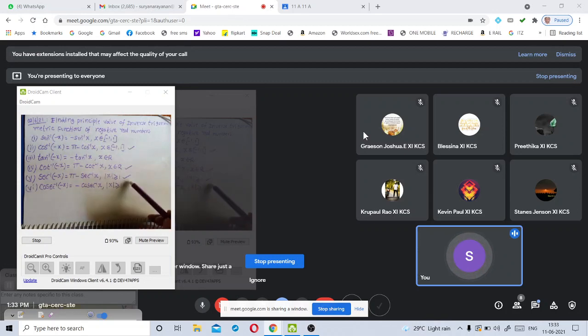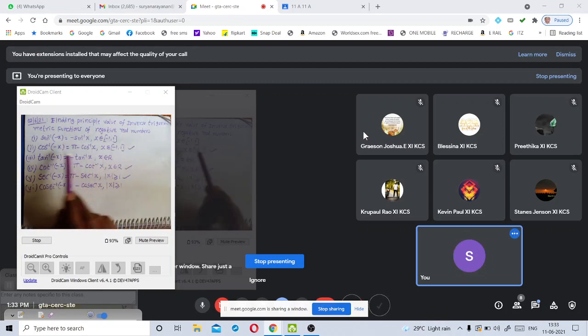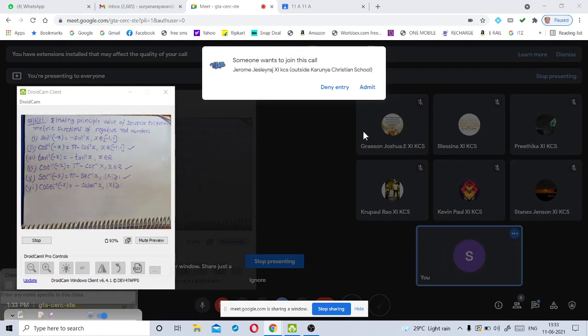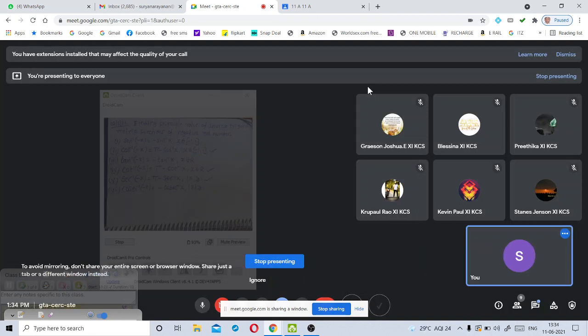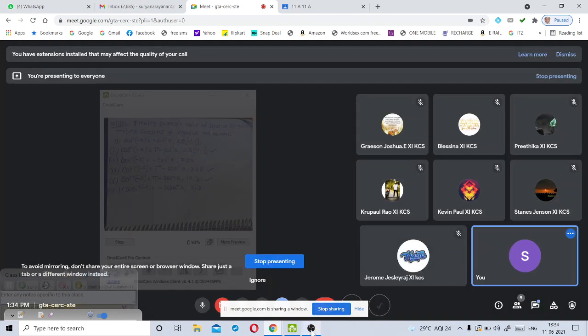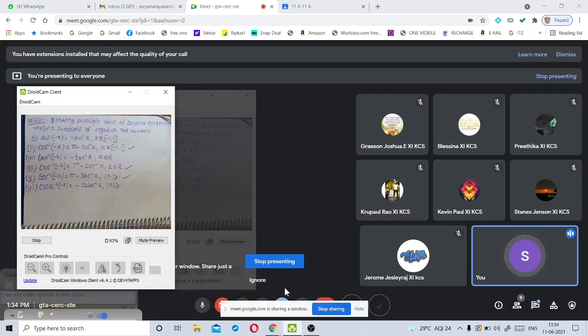I marked them with a tick mark: second, fourth and fifth. I marked second, fourth and fifth.